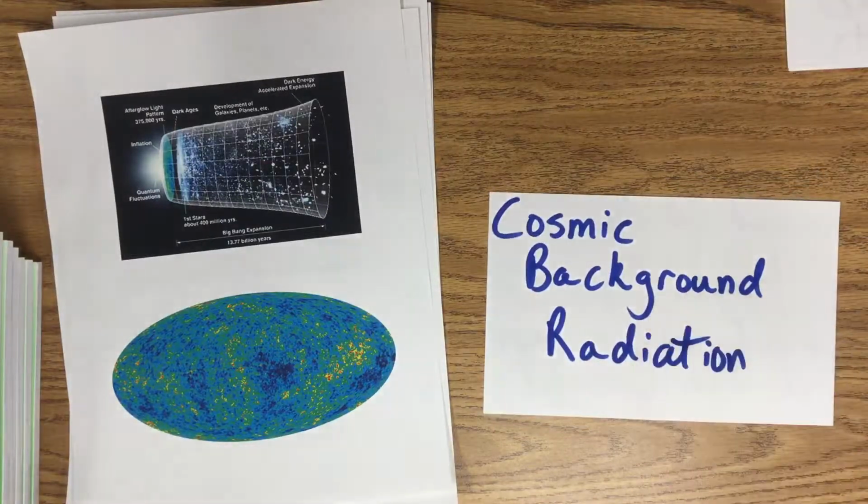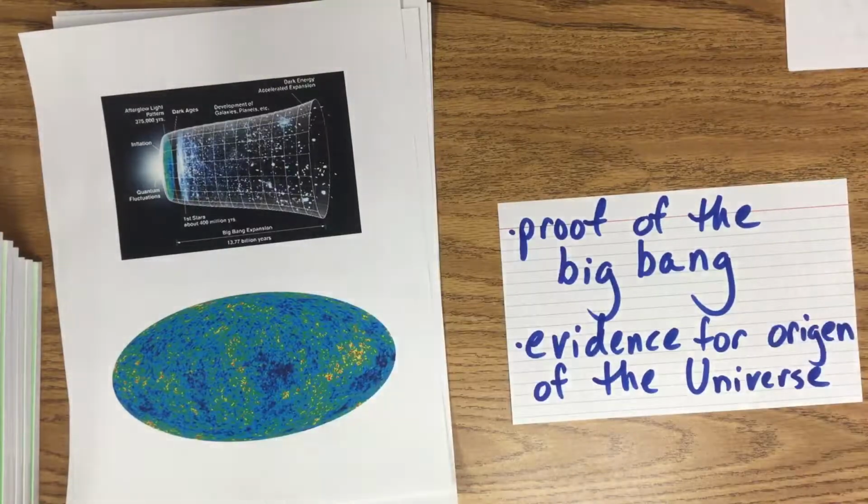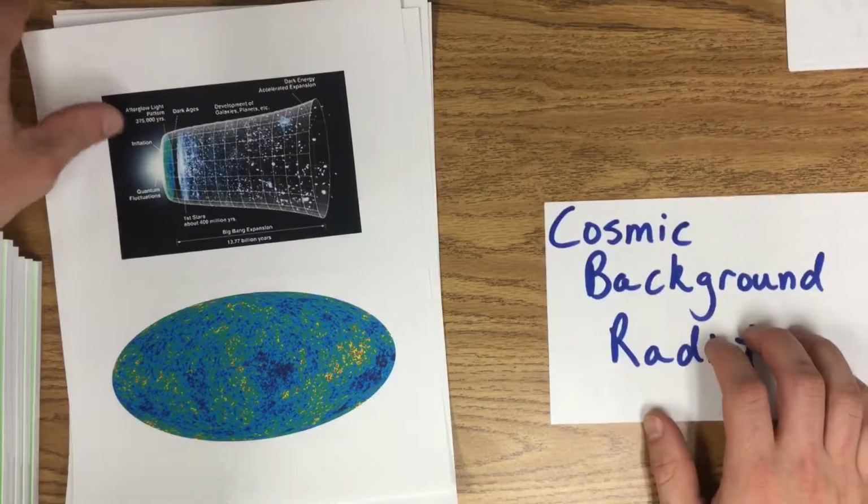Here's the next card. Pause the video. Okay, so what you're going to put on the back is the proof of the Big Bang. That's what cosmic background radiation is, and it is evidence for the origin of the universe. Pause the video. Okay, so cosmic background radiation.